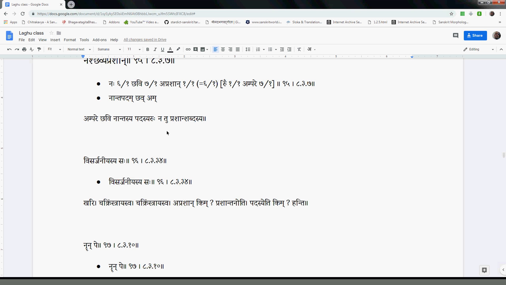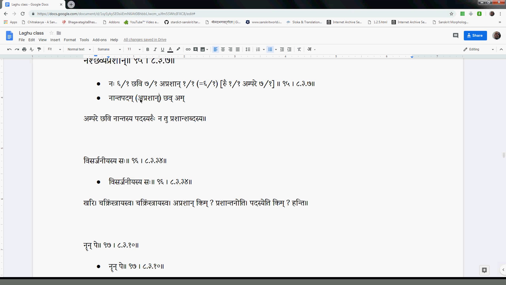Padasya, nantasya padasya ru syat. And padasya ru means what? Not the entire pada. Alontyasya, by alontyasya, only the nakara at the end of that pada is to be replaced. But what kind of nanta padam? This should be an aprashan. It should not be prashan shabda. Prashan is a nakaranta shabda. So this should be aprashan.